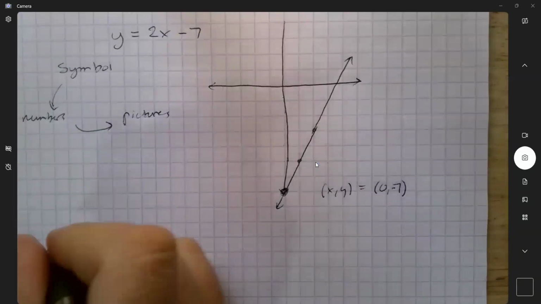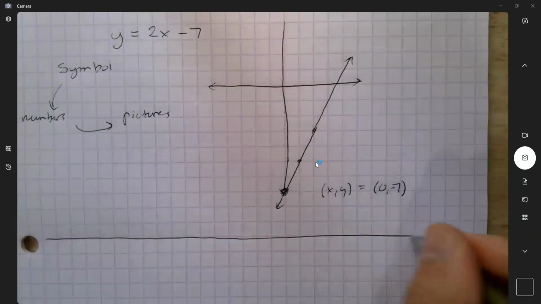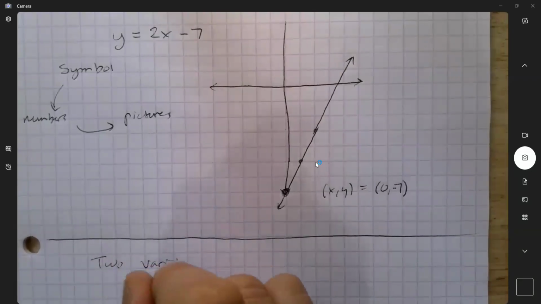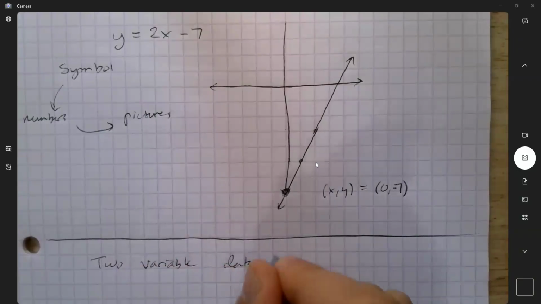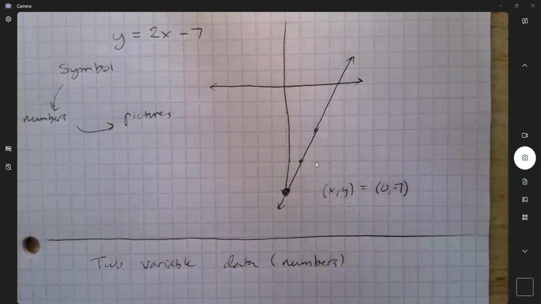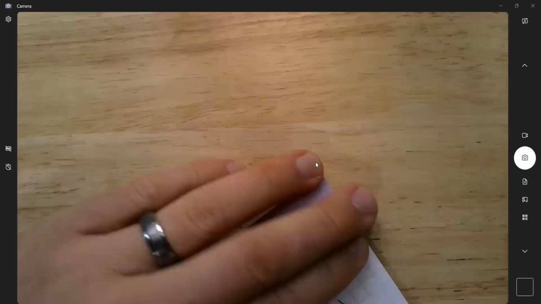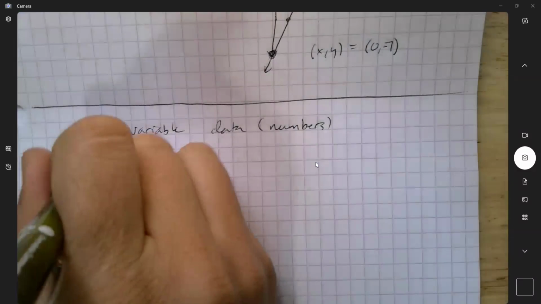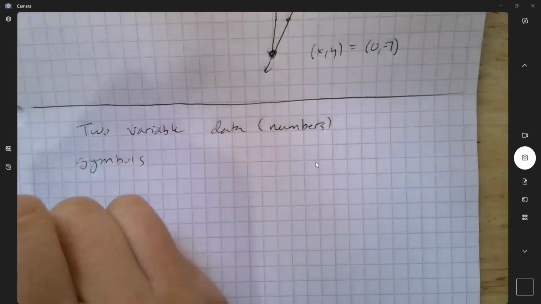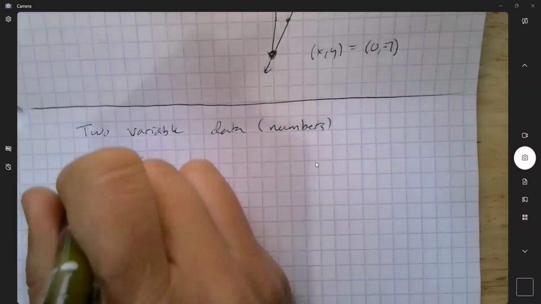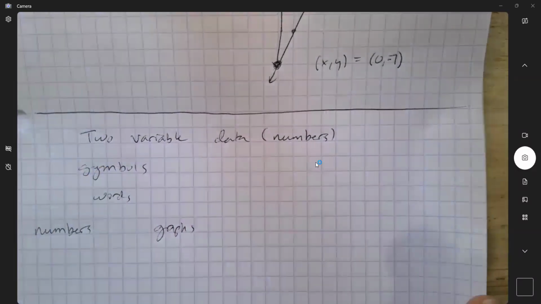Two variable data is similar, except it usually starts with the numbers, because data often is referring to numbers. But the idea is very, very similar to when we start with equations. I didn't write the words in the middle of the last one. Let me write that.